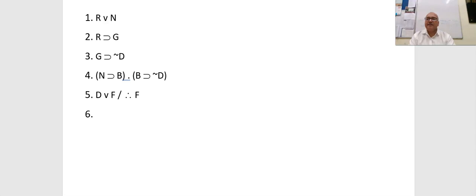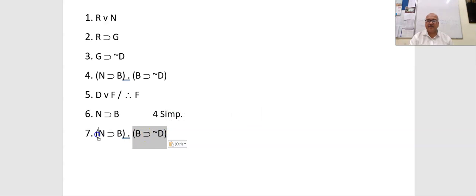Now consider one thing we can immediately do is to have simplification of 4, right? So we can write N implies B, that is 4 simplification. We get N implies B from the simplification of 4. Similarly, we can get B implies negation D this side, and okay, let me explain you how we can get it. So we can have B implies D this side conjunction here.